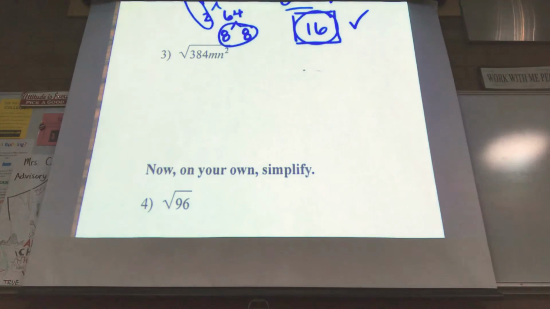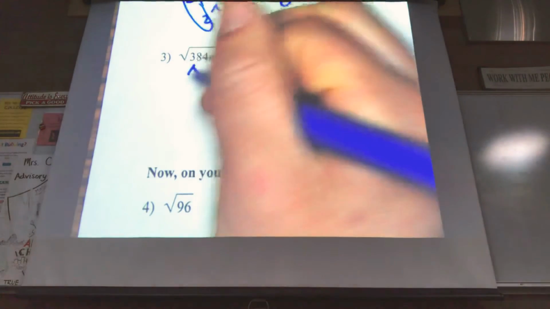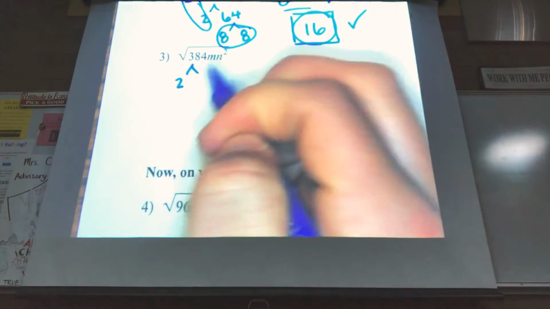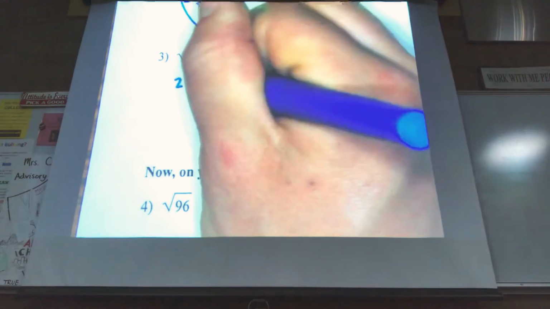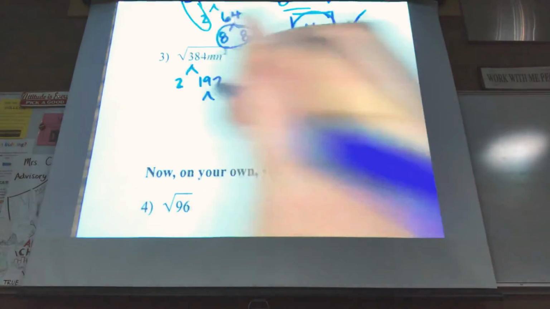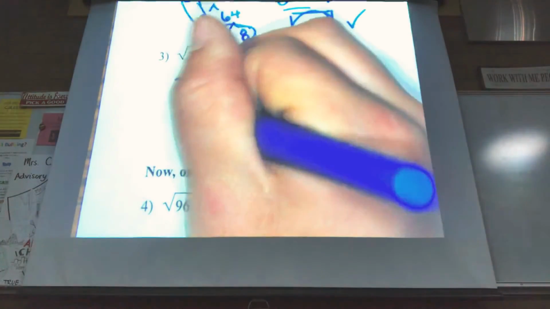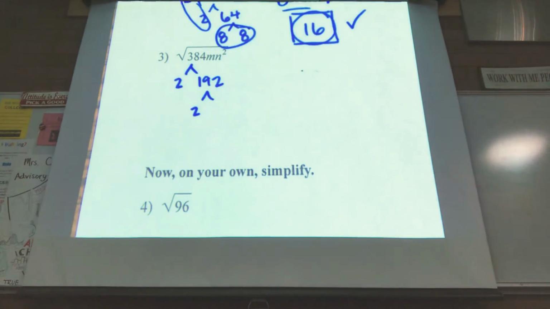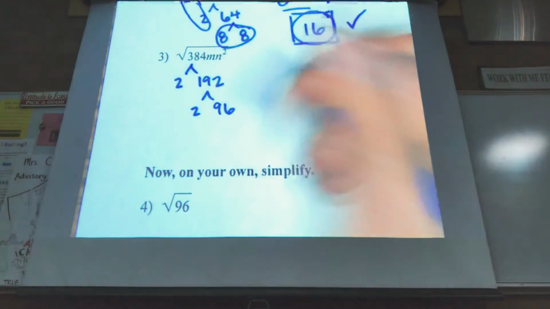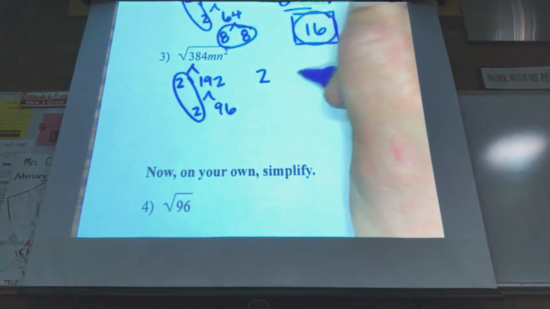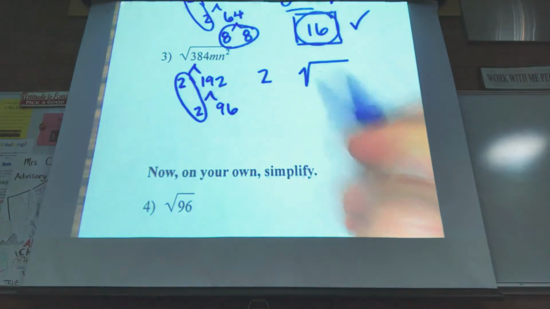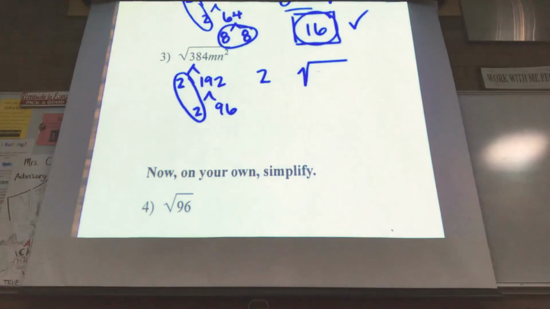Okay, 384 is a big number, but that's okay. We can keep breaking it down by 2's, right? 384, we know it's an even number. So 384 divided by 2, 192. 192 is also an even number, so we can divide it by 2. Divide by 2, 96. Okay, I have a pair of 2's that can leave so far. So that one can leave the radical. Let's see if anything else can and if anything stays inside.